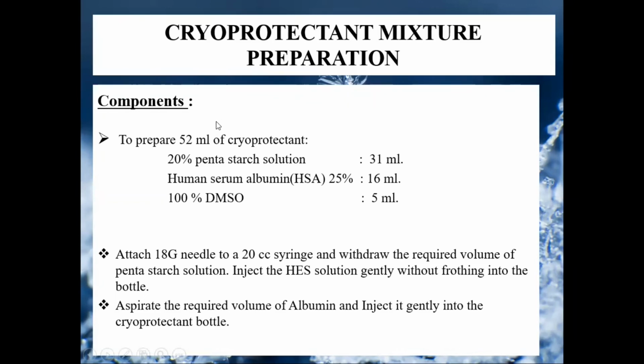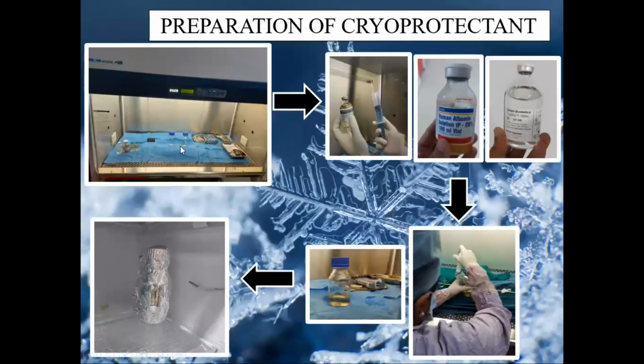If you have 10^4 stem cells in your bag, you have to prepare an equal amount of cryoprotectant. So this is the mixture ratio. My constituents are 20% pentastarch, 25% human serum albumin, and 100% DMSO. Clear? So how we are preparing it, I will show in the picture.